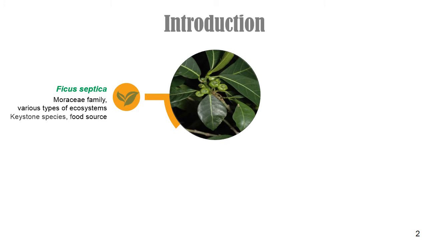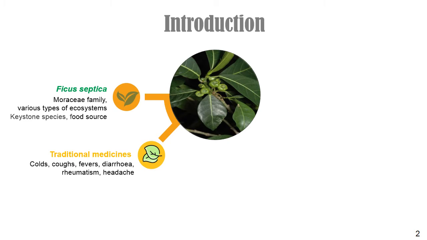Ficus septica belongs to the Moraceae family and is commonly found in various types of ecosystem. It is one of the keystone species, serving as a food source in all seasons for some animals. The presence and role of keystone species have an important impact on other organisms in the system.